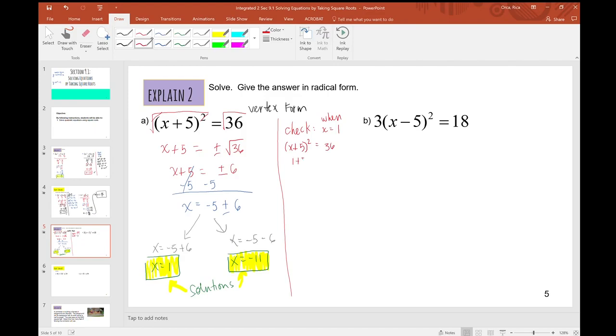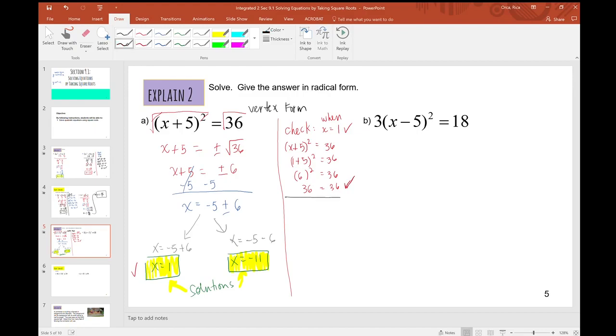So that's 1 plus 5 squared, and it's supposed to equal 36. 1 plus 5 is 6, and 6 squared is 36. 36 equals 36, so it does check. x equals 1 is a solution.